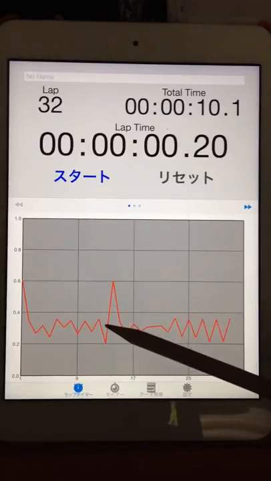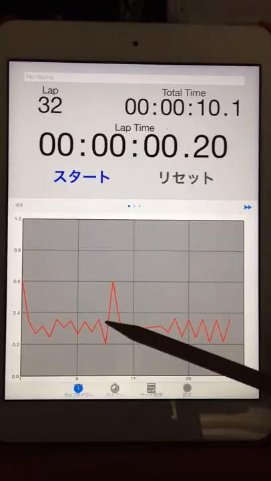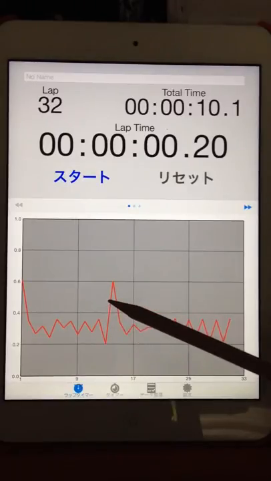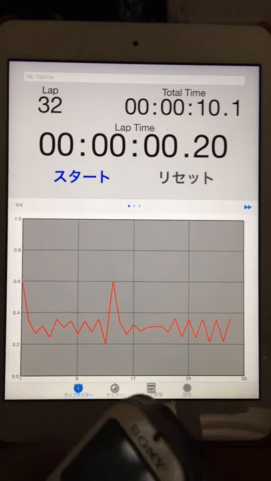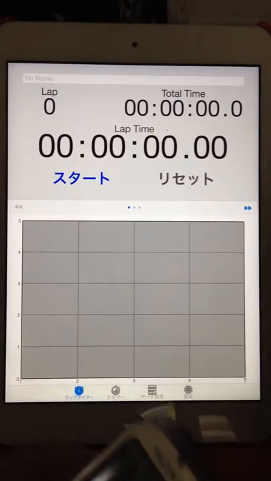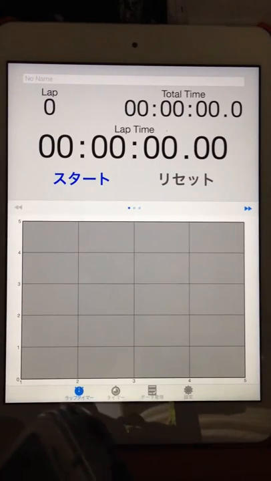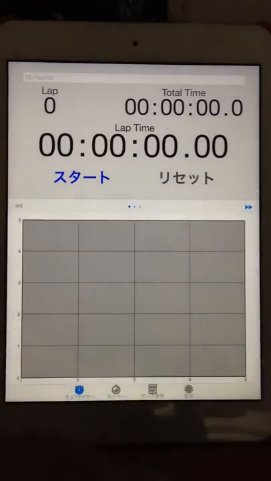This tapping. One, two, two. Tapping is missing, so retry, reset. Recording.